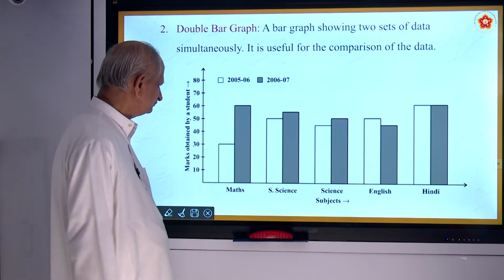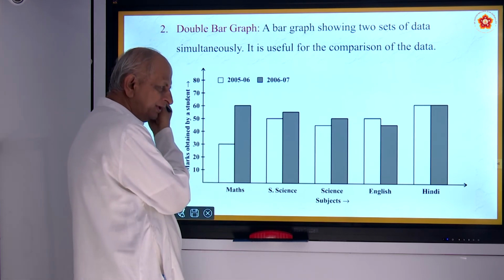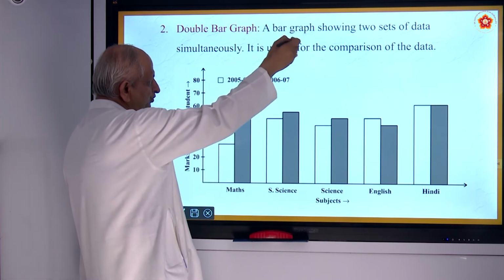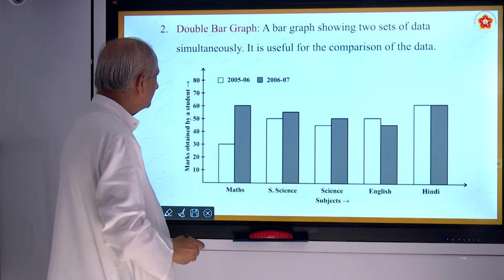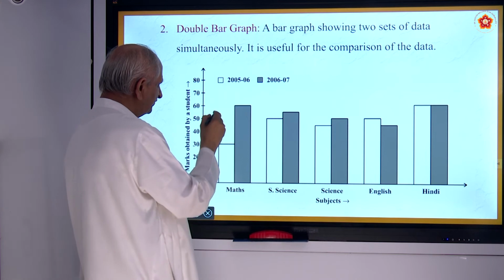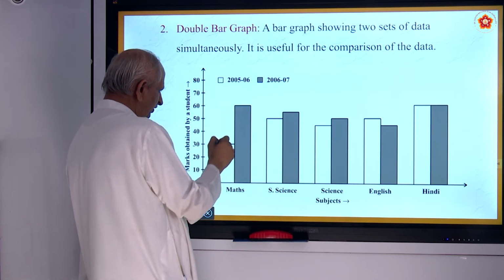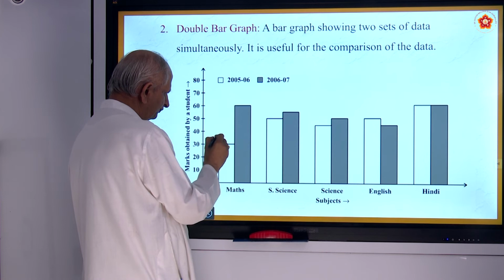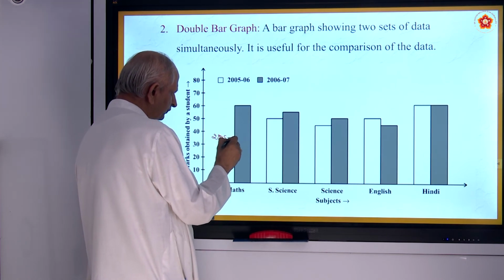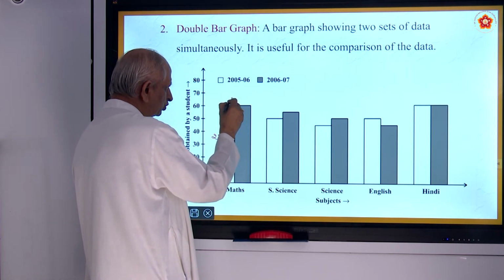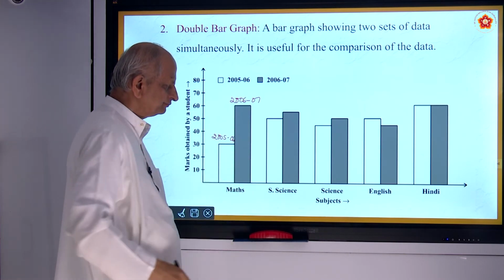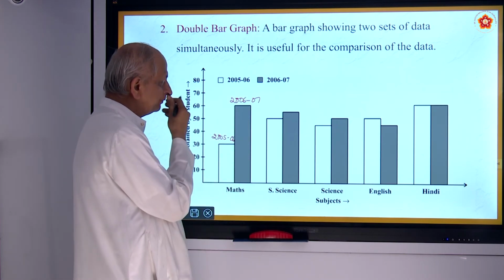So here is one double bar graph. Means there are two sets of data. What does it show? It is a bar graph showing two sets of data simultaneously. So this represents 2005-6, plain one, and this colored one 2006-7. So like that. It is called double graph.